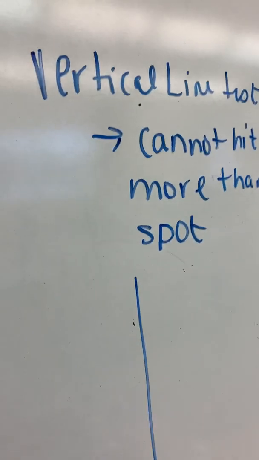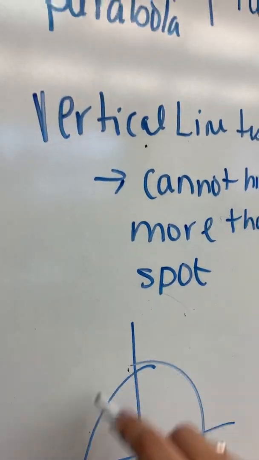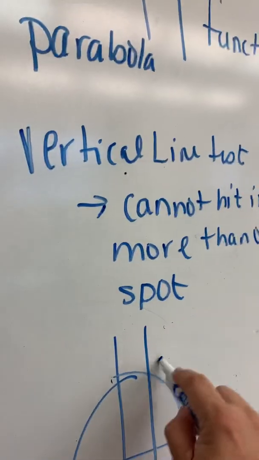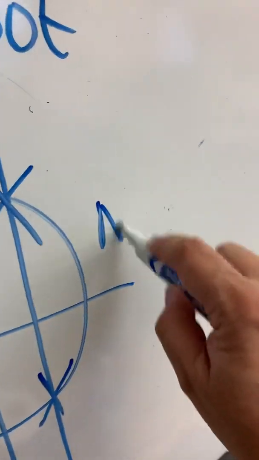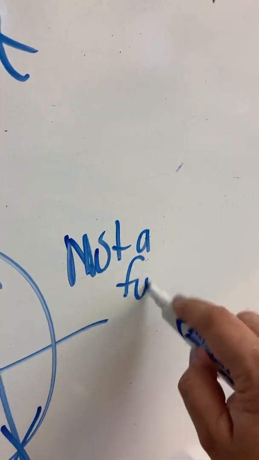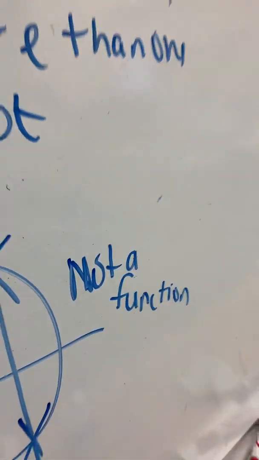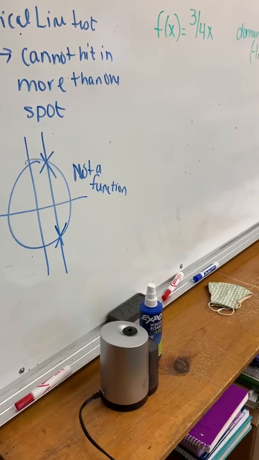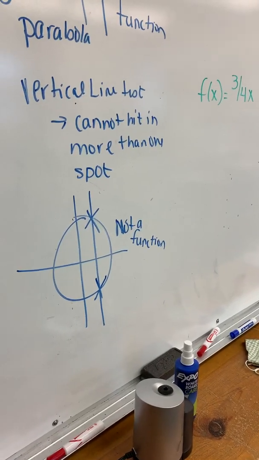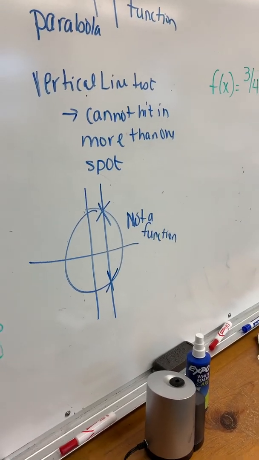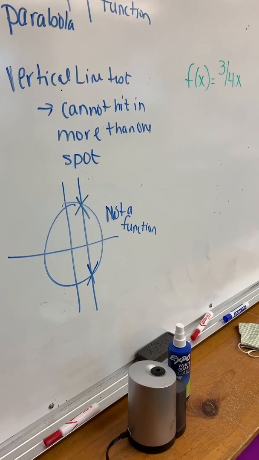If I have a circle and I draw my vertical line, it hits in more than one spot, so it hits in two spots. This is not a function. Okay, so that's your vertical line test. When you're drawing that vertical line down there, it can only hit in one spot. It cannot hit in more than one spot.